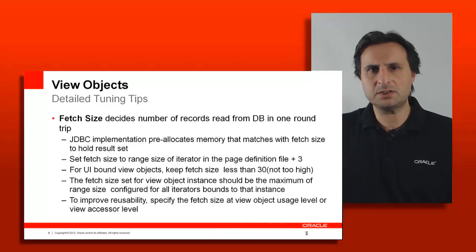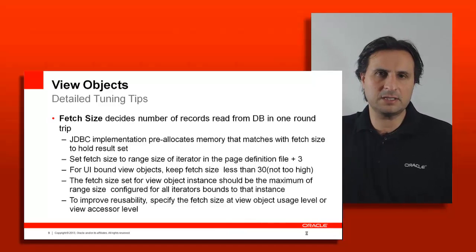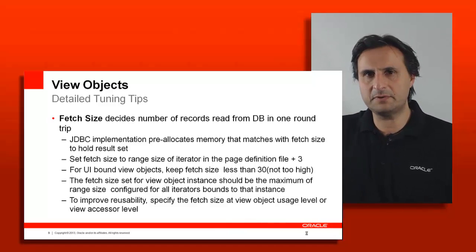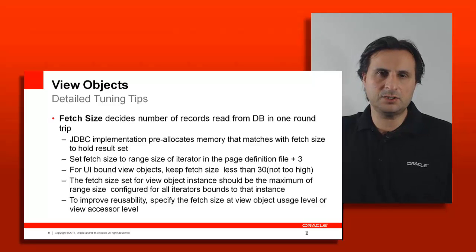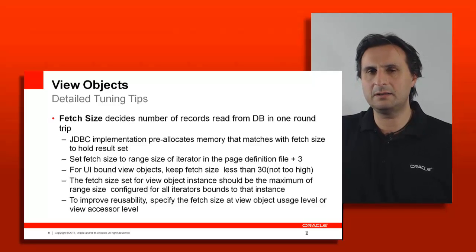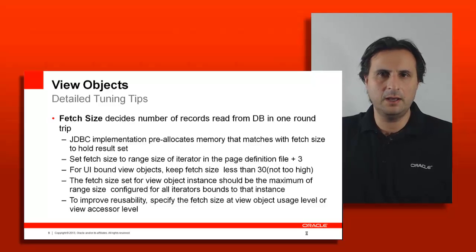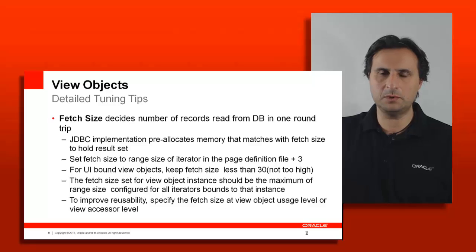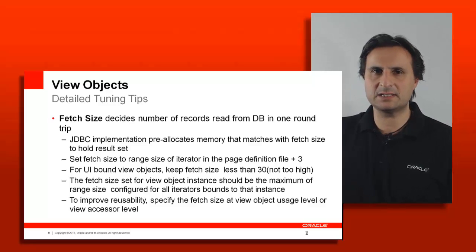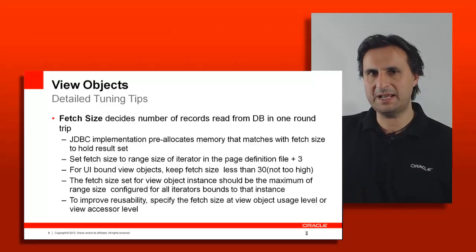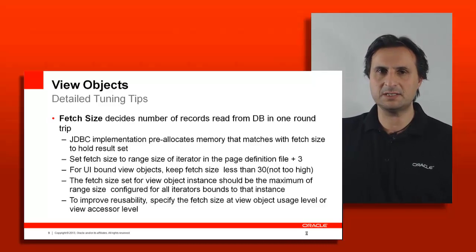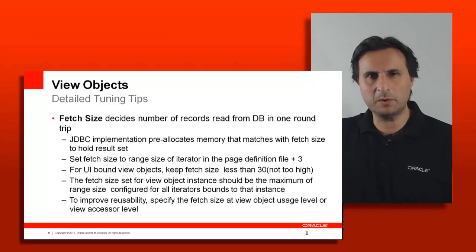So the fetch size basically decides the number of records that we read from your database, and that is what I said previously. The JDBC implementation internally allocates memory that matches the fetch size just to hold the result set that you get, and then it will dismiss it and we'll just get the next set of data out of the database. Now the data is not lost even if the JDBC result set dismisses it, because it will end up in the ADF Business Components entity cache. So the data will be cached.